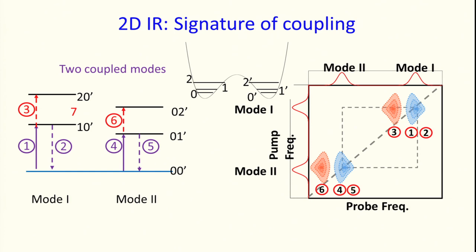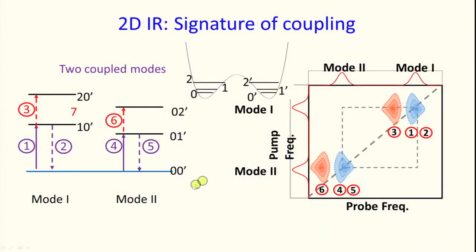Now, what happens? Since the system is coupled, you cannot really talk about the 0, 1, 2 vibrational quantum numbers and 0 dash, 1 dash, 2 dash vibrational quantum numbers separately. To designate any particular energy state, we need to specify both the quantum numbers as is shown here. So, the lowest energy quantum number will be 0, 0 dashed, which means this is how it is populated. This normal mode is in the 0th state, this normal mode is in the 0 dashed state.